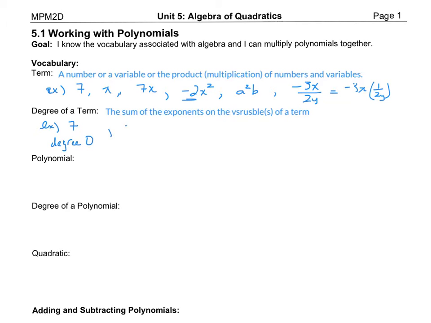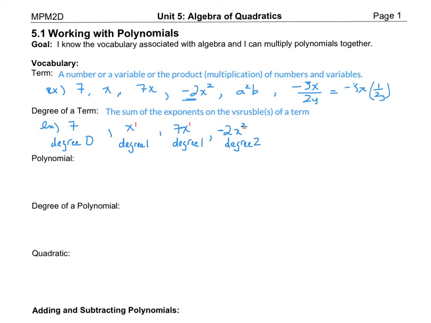If I have x, it is a degree of 1. If I have 7x, that is also a degree of 1 because I'm only looking at the variable part. And when there's no exponent written, remember there's an imaginary 1 as an exponent there. If I have a minus 2x squared, the degree on that is a 2. And it's not because there's a 2 in the front, it's because the 2 is the exponent.